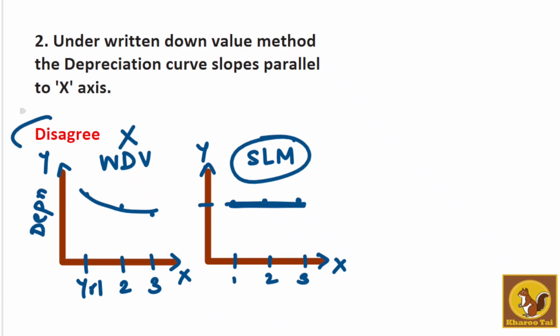That's why we disagree. In WDV we do not get a parallel slope to x-axis. We get a curve, a slanting curve from left to right. Or you can say, if the question was to correct the sentence, then you can say under SLM method the depreciation curve slopes parallel to x-axis.